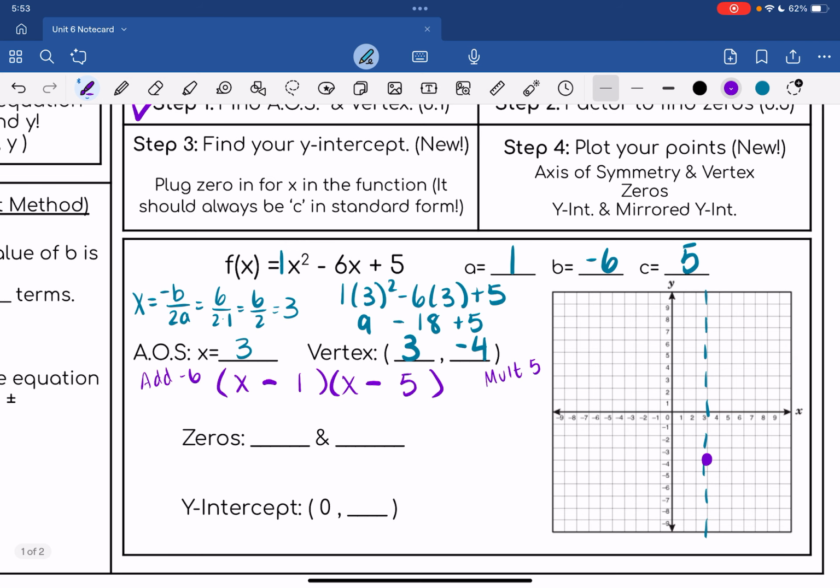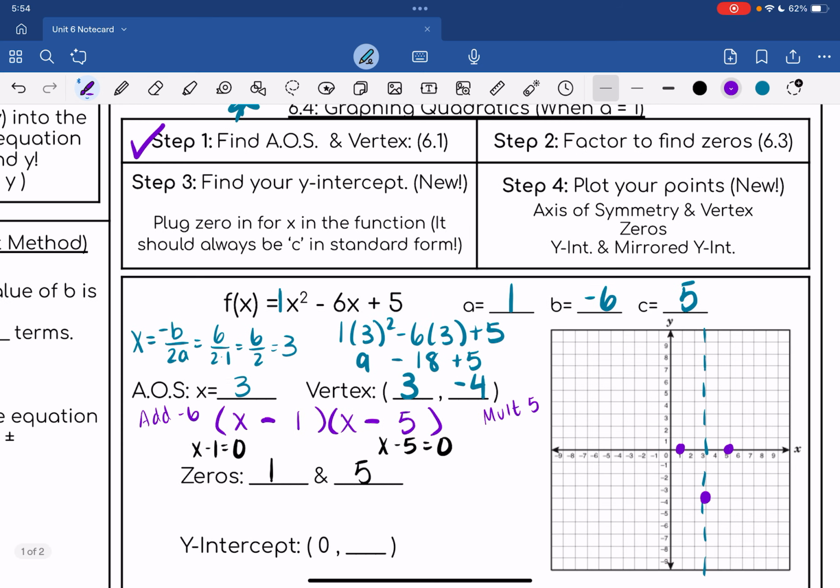Then, to find my zeros, I would set each of those equal to 0. So if x minus 1 equals 0, I would add 1 to both sides. My 0 would be 1. If x minus 5 equals 0, I would add 5 to both sides. X would equal positive 5. So my zeros on this problem are 1 and 5. And I can go ahead and graph those. So that's step 2, factoring like we did in 6.3.